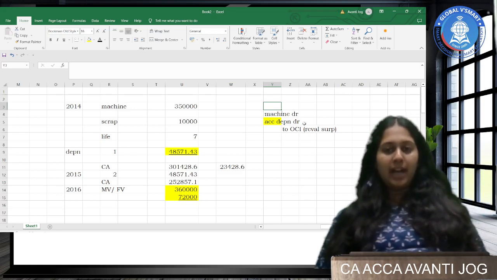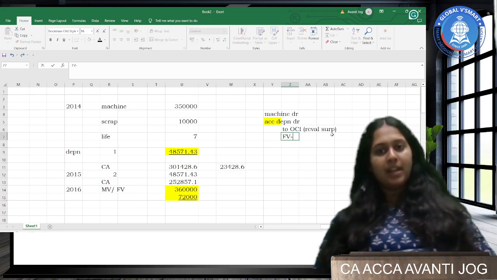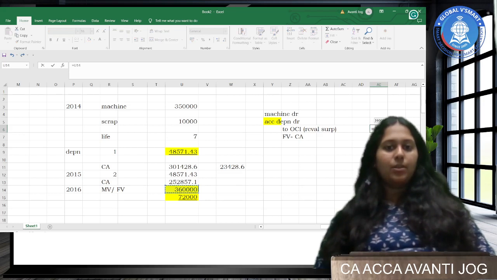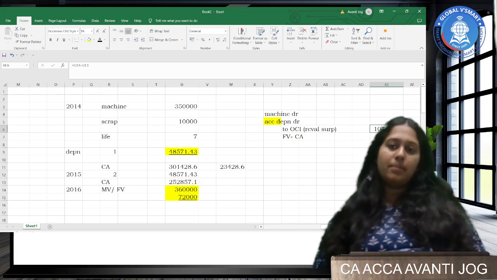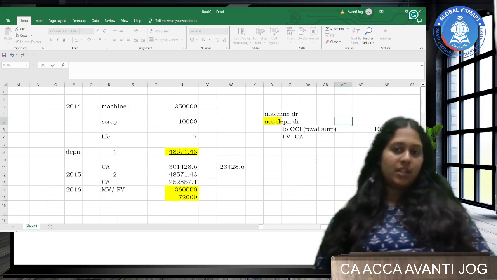first of all, let's go to, I'll explain the others and then you'll understand. For OCI, it is the difference between fair value and carrying amount. Okay. So let's do the first one. What is the fair value? 3,60,000. As on that date, that is the end of year two, what is the carrying amount? 252,857, as we calculated. So what is the revaluation surplus? As we calculated.